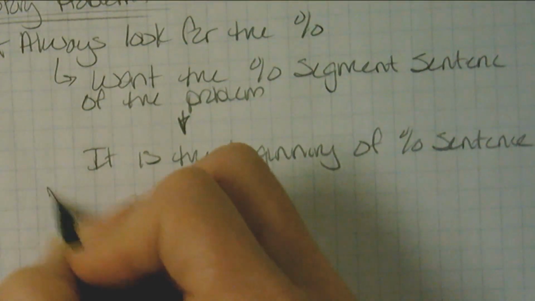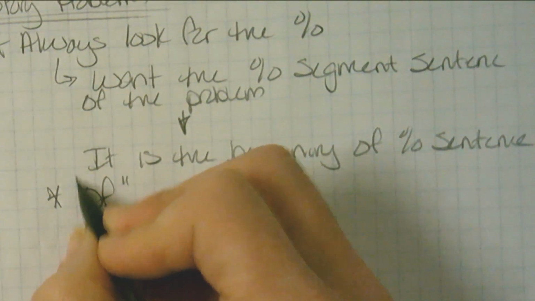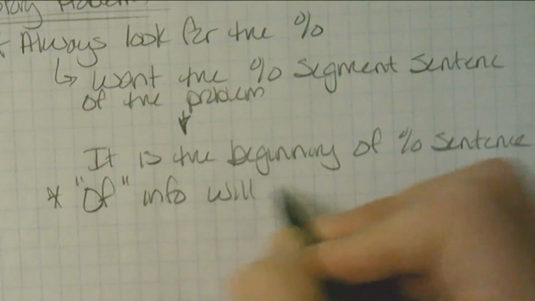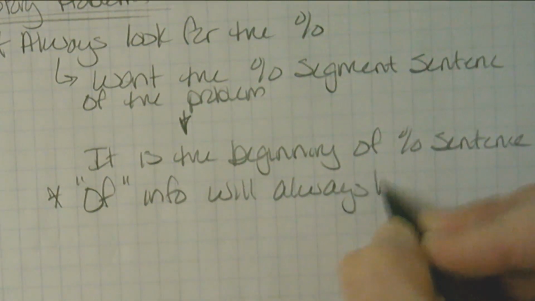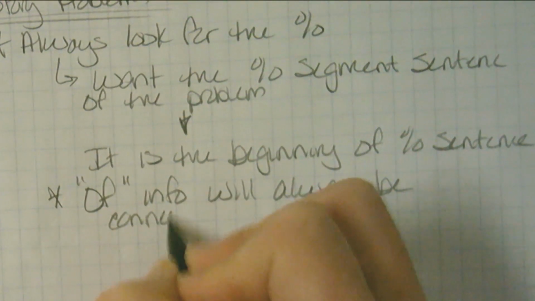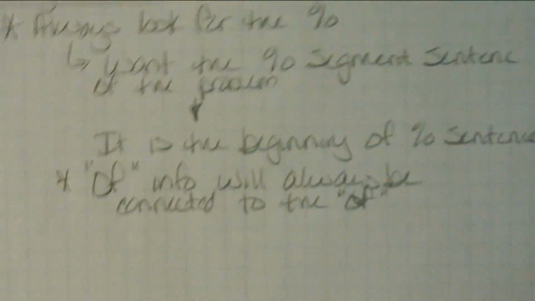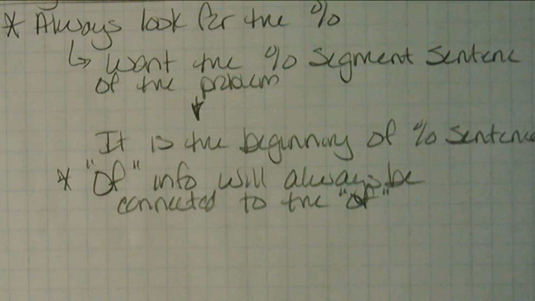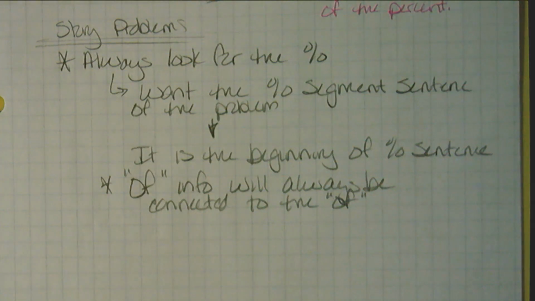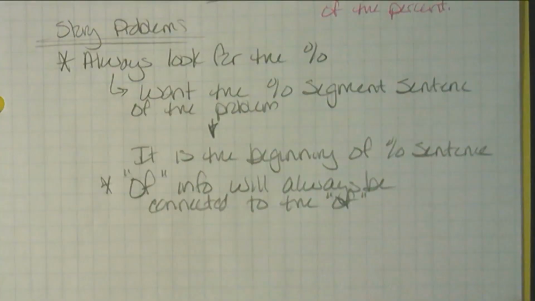All right, the other thing is your of information will always be connected to the of. That's just how our English language works. Sit up, please. Of is a preposition, right? And that's part of our prepositional phrase. So always find the percentage of and the of information. And whatever else is missing is the is. Whatever information is being shown is the is. You guys cool so far?